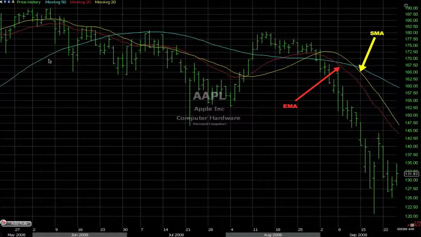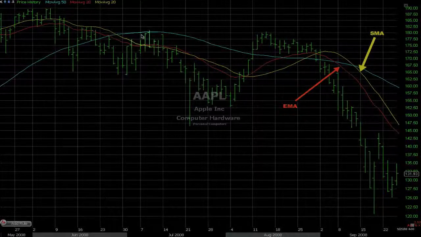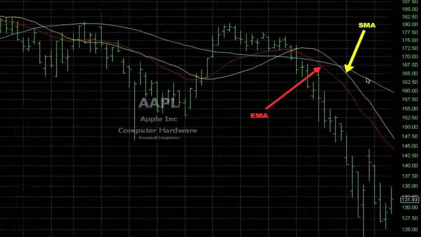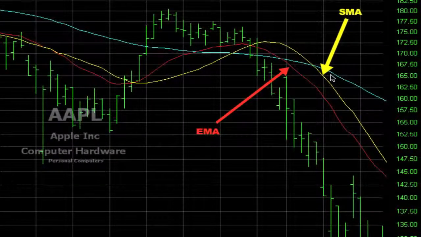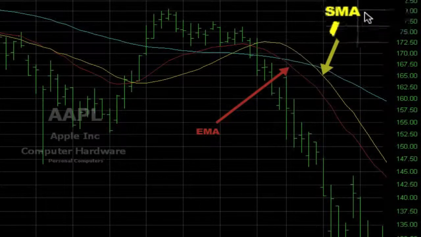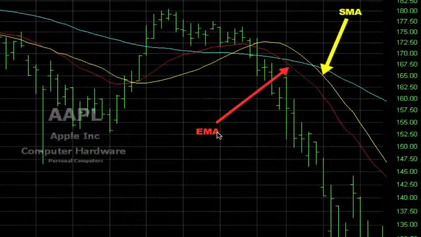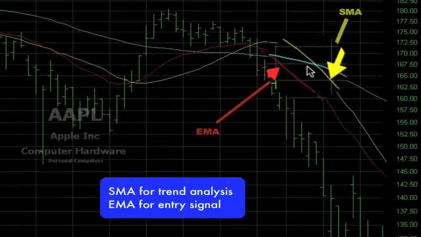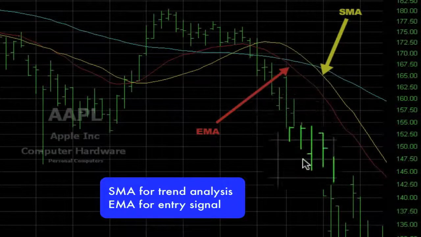But after I've done my analysis, which is looking at my MA and seeing that it's downsloping, so the trend is down, I want a quick entry to the downside. Here I want a quicker entry than what the SMA gives me, so I use the EMA for this purpose. It gets me in faster, giving me a better profit and risk reward.